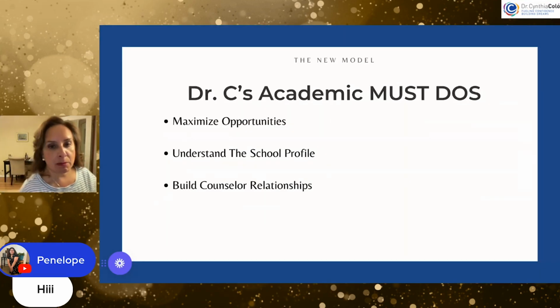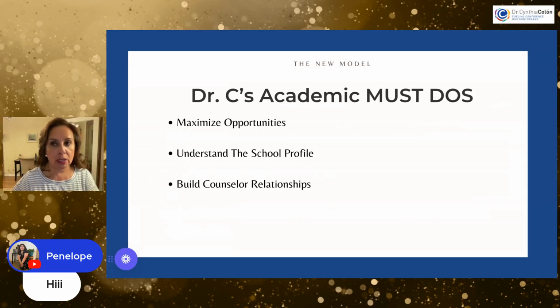Here are some academic must-dos, and I'm going to tell you how to get a copy of the school profile, so not to worry. You want to maximize your opportunities, taking the maximum number of honors and AP courses that you're comfortable with, or IB courses, given what's available to you. You want to build a relationship with the counselor if you can, because the counselor may be the gatekeeper for you getting into more AP courses, or it could be a number of things.